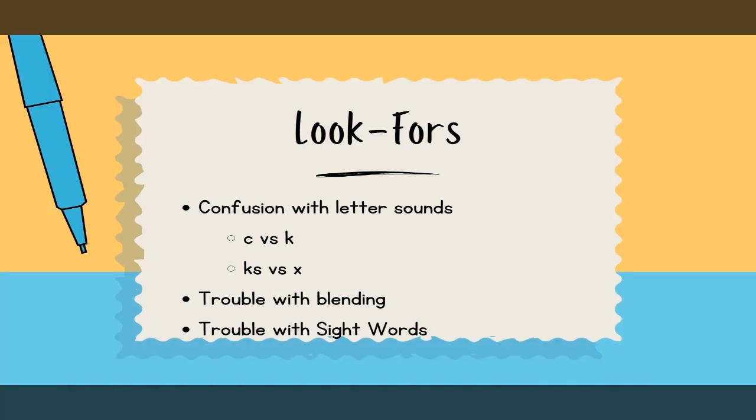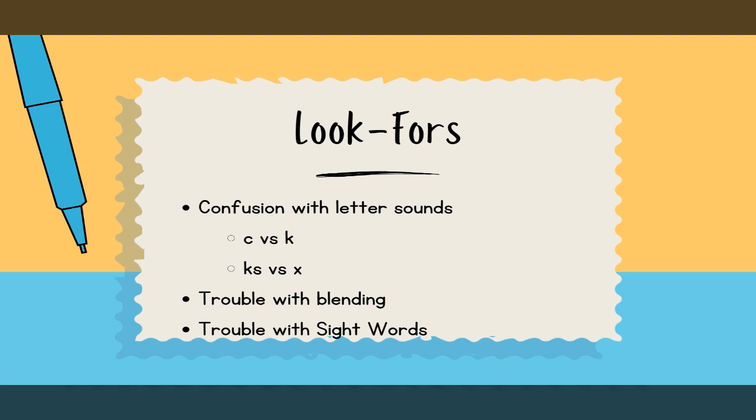Now, as you are circulating the classroom, some things to look for are confusions with letter sounds. Are they confusing C and K, KS versus X? Because X does make those two sounds. Ks, s, ks, ks. Are they writing letters backwards? Are they having trouble with blending? Are they missing the first sound? If I give them the word chip, are they writing IP and forgetting that first sound?